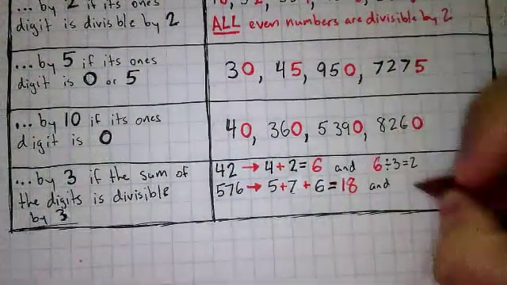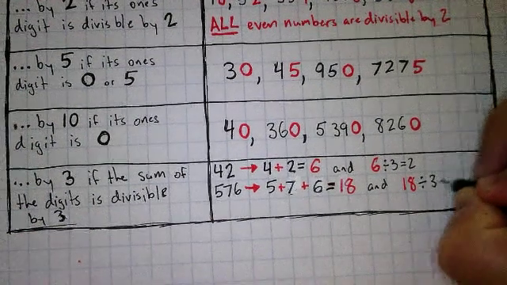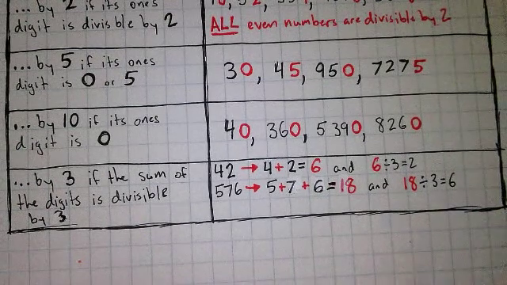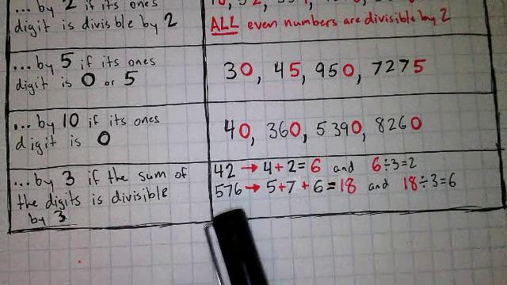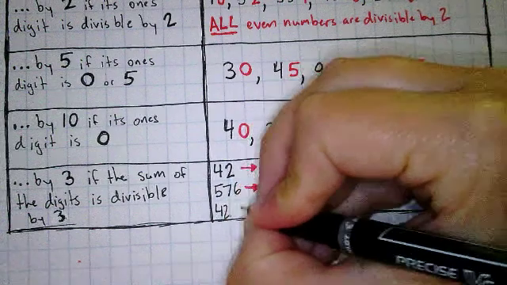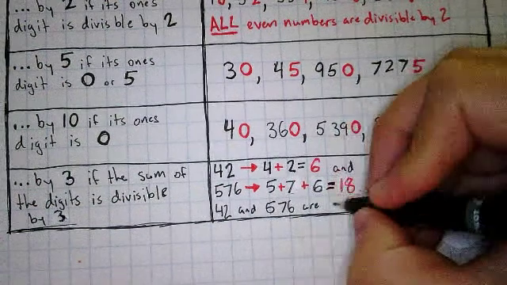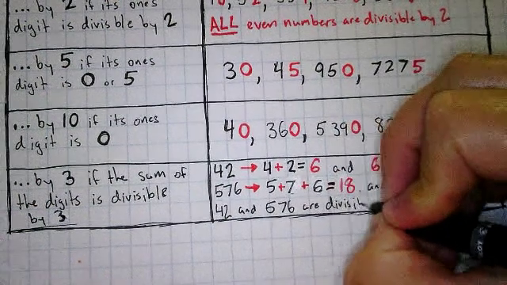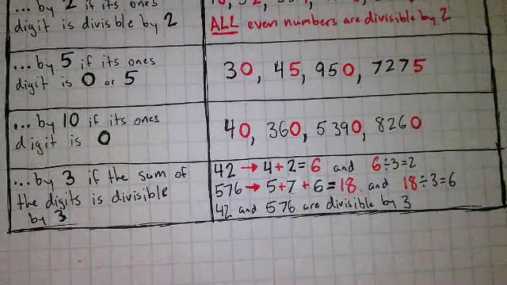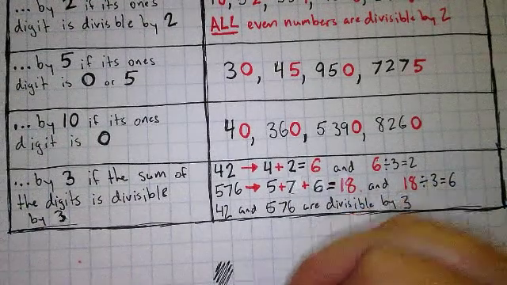18 divided by 3 equals what? 6. So, if 3 goes into 18 evenly, that means that 3 will go into 576 evenly. So 42 and 576 are divisible by 3. Even if you did 756, that's still divisible by 3. So anything that ends in 6 is divisible.